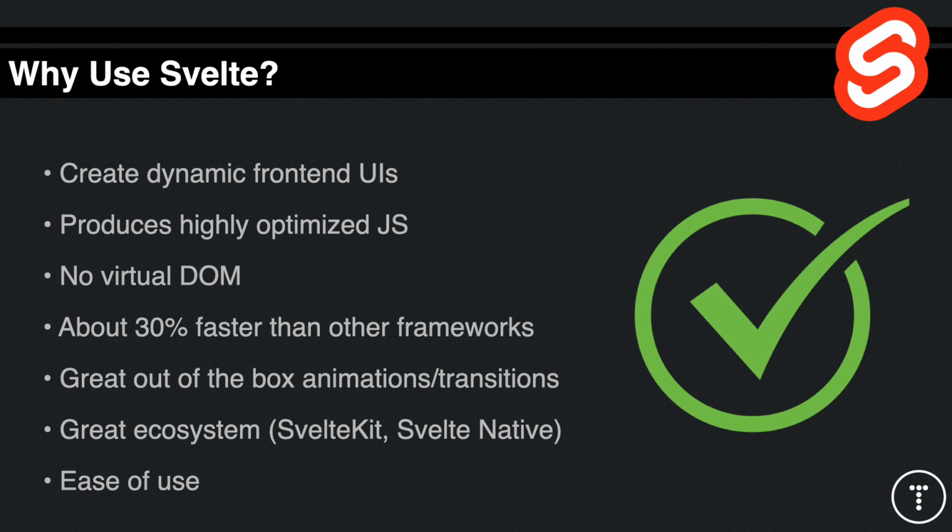It does have a great ecosystem as well. You have SvelteKit, which is basically like a Next.js for Svelte. It allows you to create server-side rendered apps, which is probably what I would suggest doing once you learn the basics of Svelte, just like I usually suggest React developers learn Next.js. There's also a tool called Svelte Native for building native mobile apps, which I have yet to use.